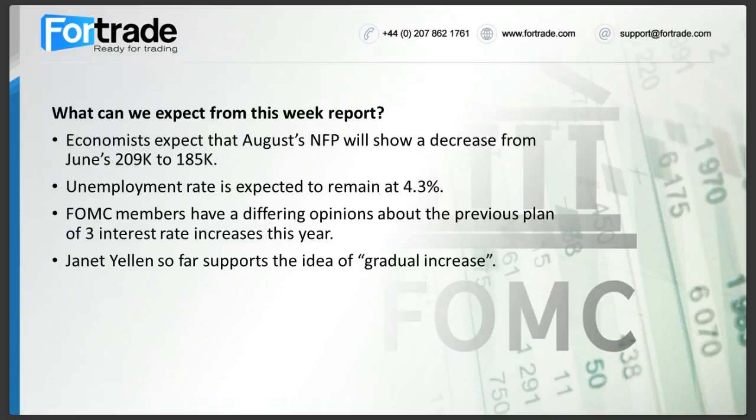So, what can we expect from this week's report? Actually, economists expect that August's NFP will show a decrease from July's 209,000 to 185,000, and that the unemployment rate will remain at 4.3%. The Fed raised its benchmark rate in June to a range of between 1% and 1.25%, the fourth increase since the 2008 financial crisis.